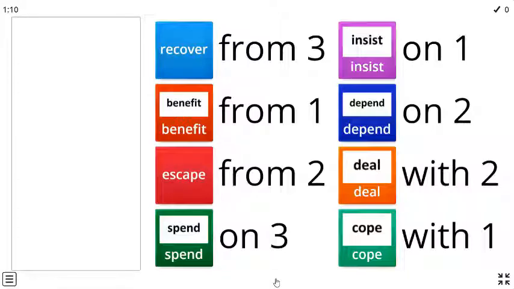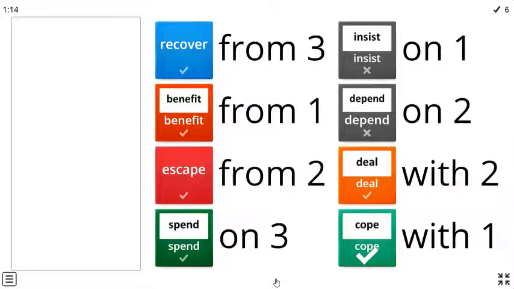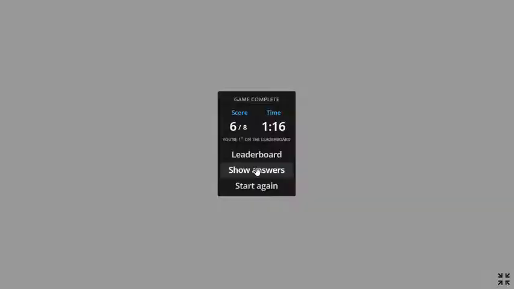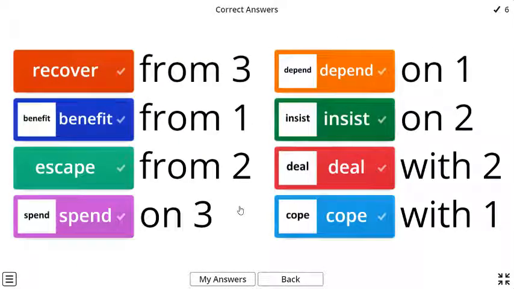Let's submit our answers. Do you think that these are false? No? Why? Here are the correct answers. Depend on and insist on.